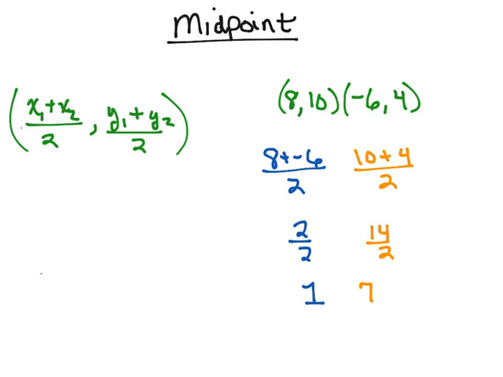So the y value would be 7, which means we end up with this ordered pair right here, 1, 7. So the midpoint, given those 2 points, 8, 10, and negative 6, 4, would be at 1, 7.